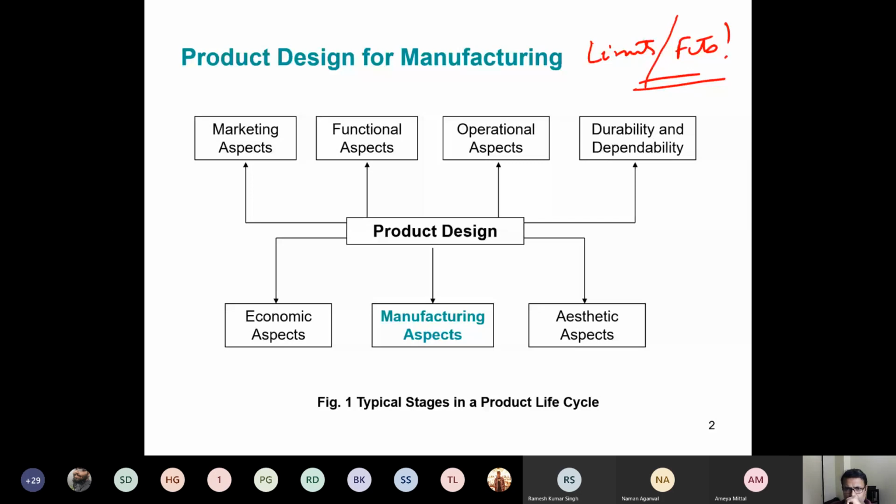Okay. So what are limits and fits? What does a fit mean? Can somebody tell me, since you have done it? Can somebody explain what a fit is? And then we'll talk about what a limit is. What is a fit?